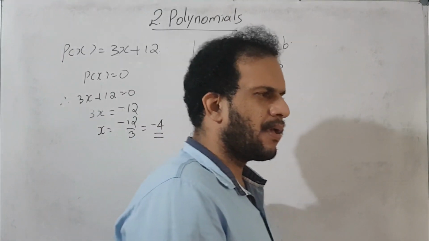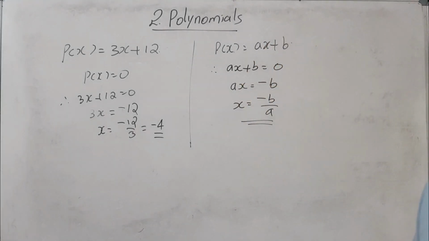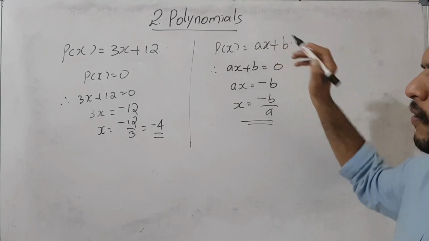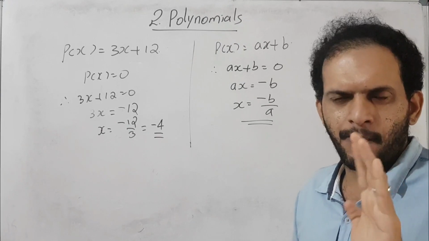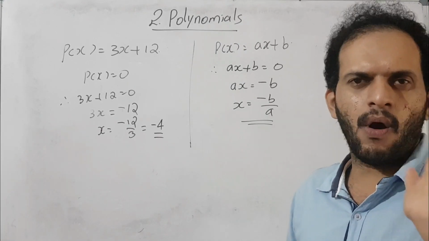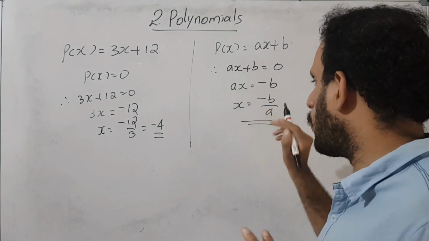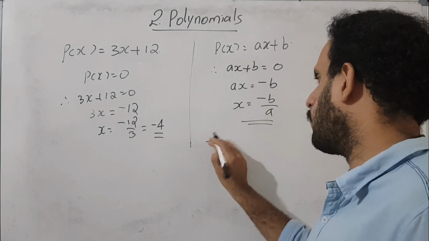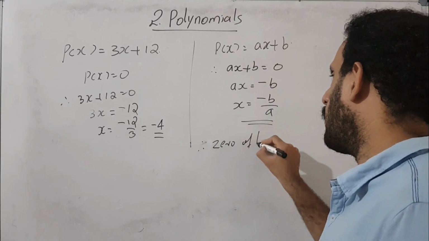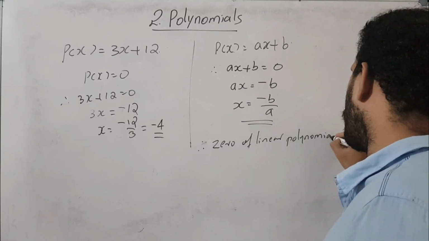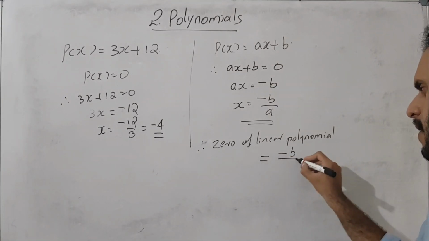Then what is minus b? b is the constant. Correct? And what is a? a is the coefficient of x. So we generalize the idea. In the case of a linear polynomial, what is the 0 of the polynomial? Therefore, the 0 of a linear polynomial is equal to minus b by a.